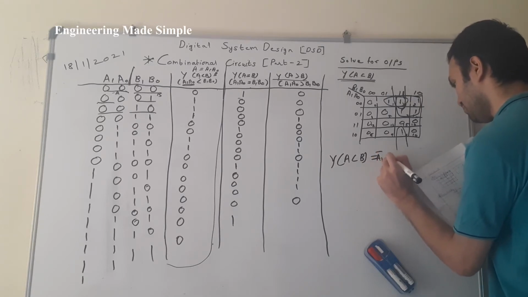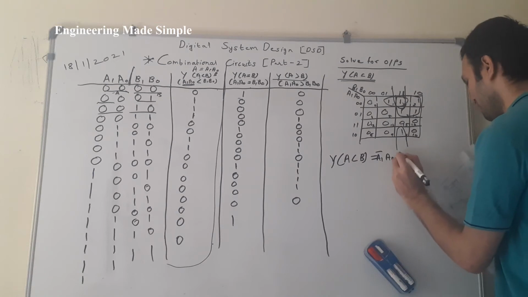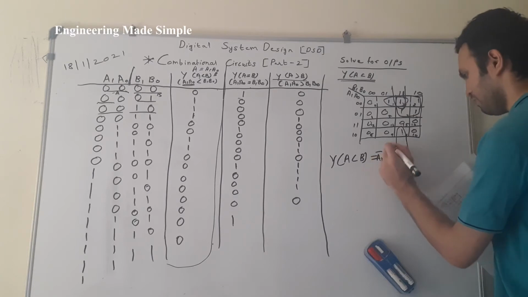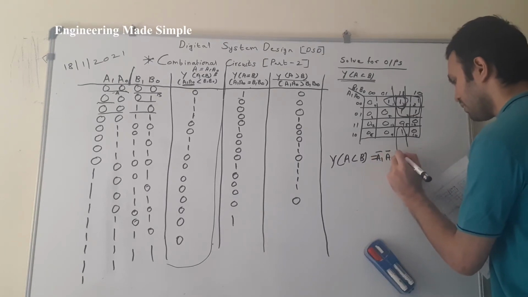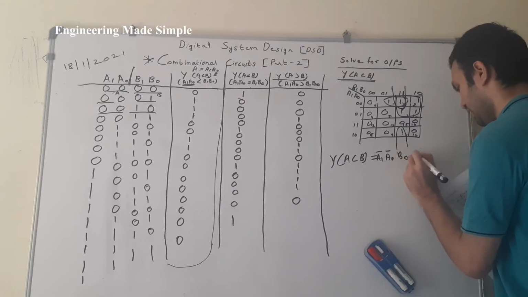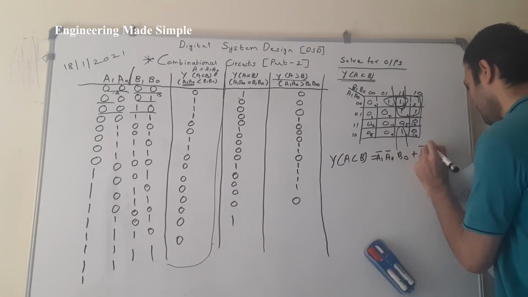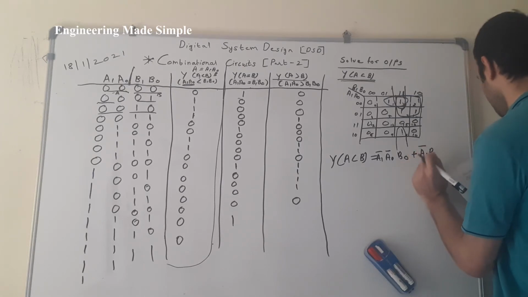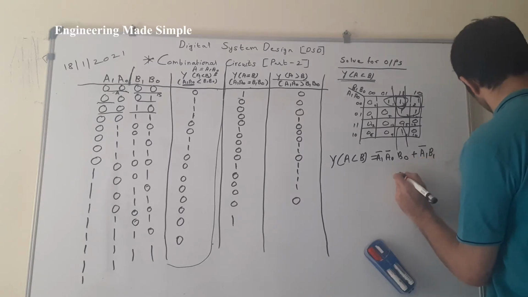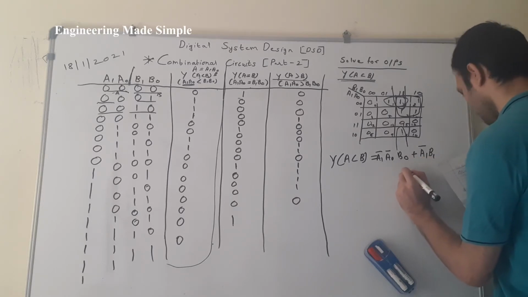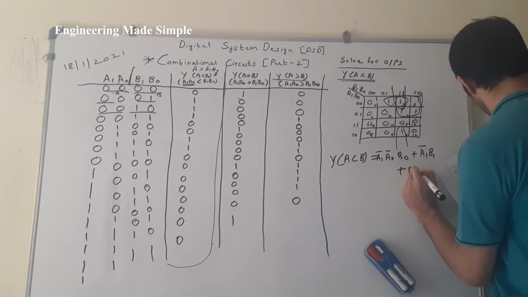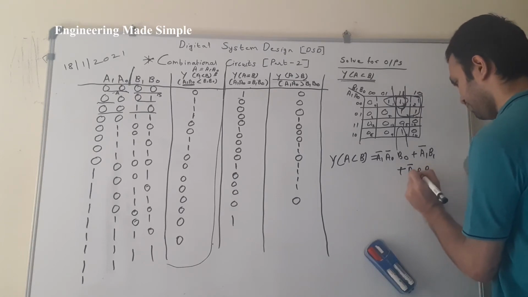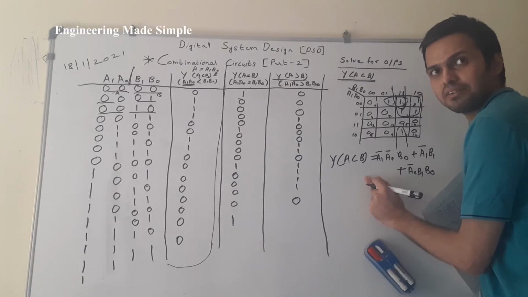So the equation will be A1 bar A0 bar B1 bar... So when you read the K-map you will understand this. After encircling and grouping, you should read the K-map in order to solve. A1 bar B1 plus A0 bar B1 B0. So this is the output equation for Y is equal to A less than B.